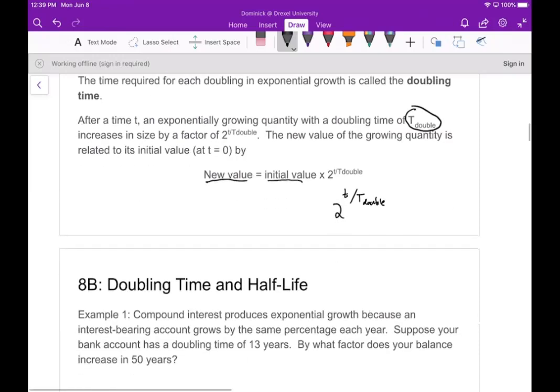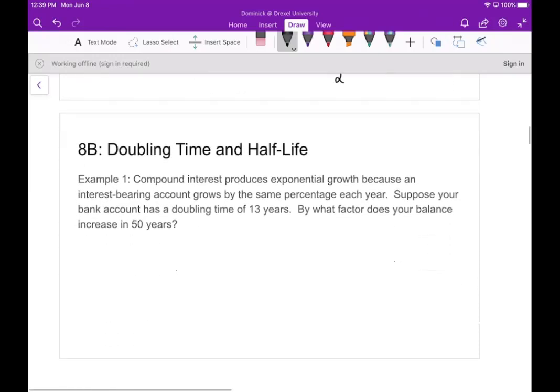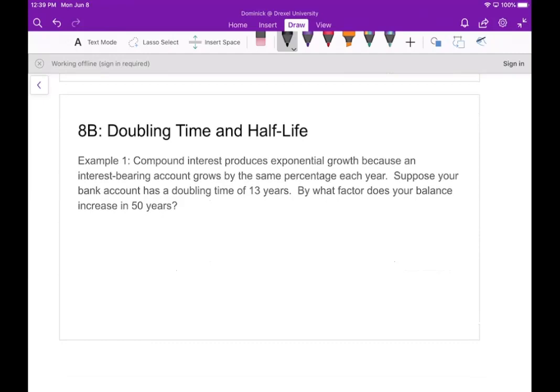Okay, so let's look at an example regarding that. Compound interest produces exponential growth because in an interest-bearing account, you'll grow by the same percentage each year. Let's suppose that your bank account has a doubling time of 13 years. By what factor does your balance increase in 50 years? Well, again, remember that y is equal to your initial value times 2 to the little t over T double.